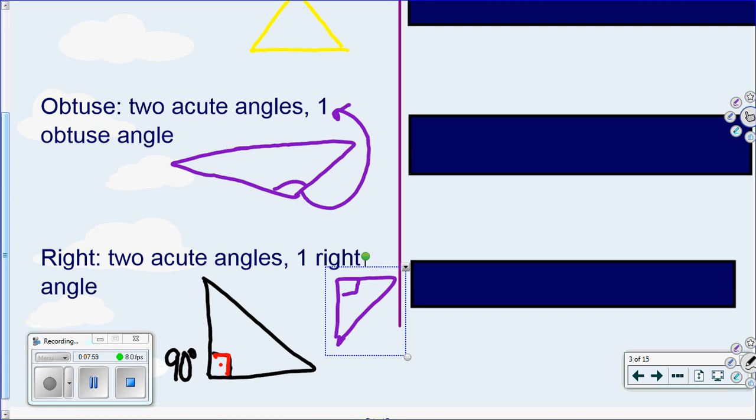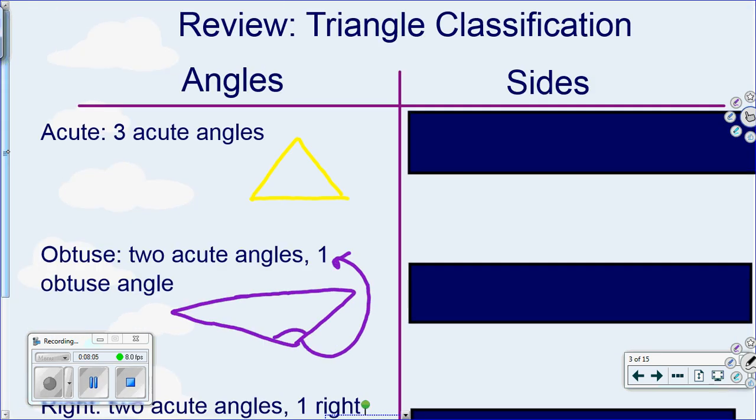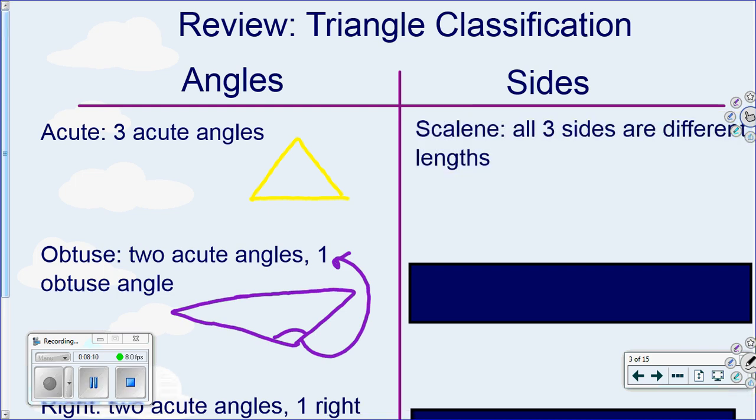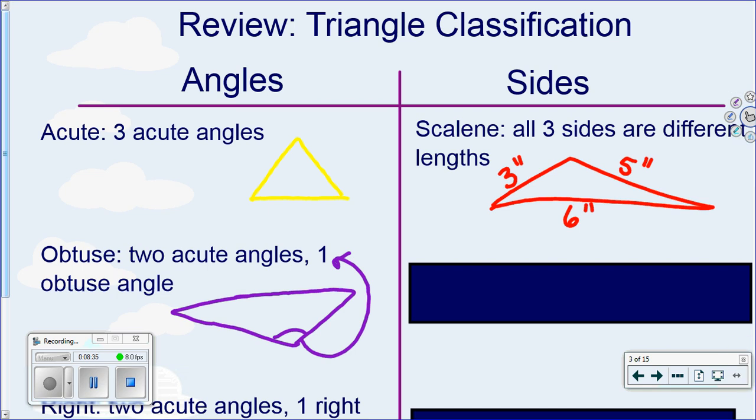Okay, all right, and then we talk about triangles based on sides. There's three ways to talk about them based on size. The first way is scalene. That means that all three sides have different lengths. So your triangle might look like this. All three of them are different lengths. So this might be 3 inches, 5 inches, 6 inches. That's what scalene means. All the sides are different lengths.